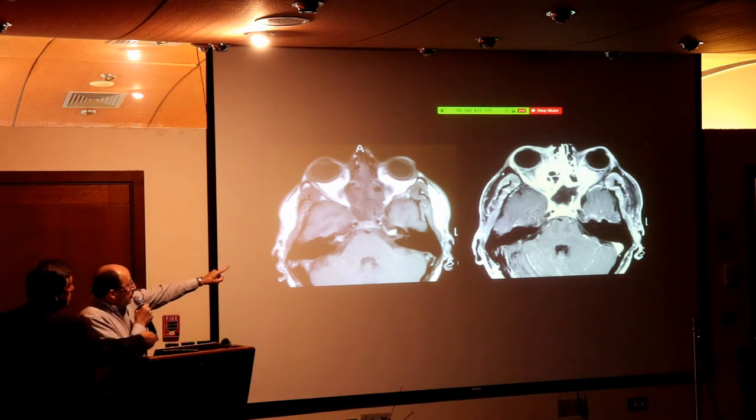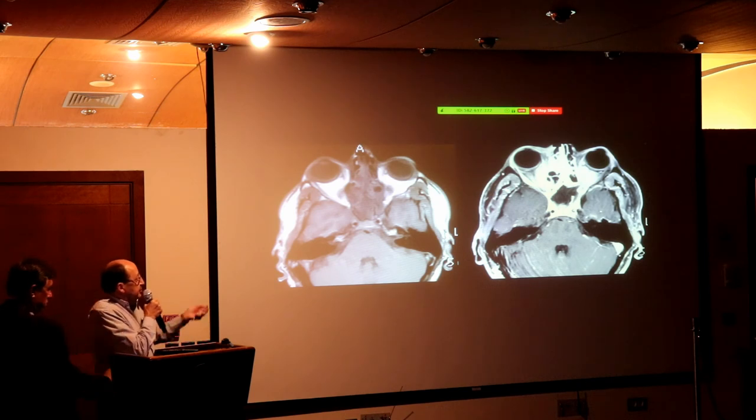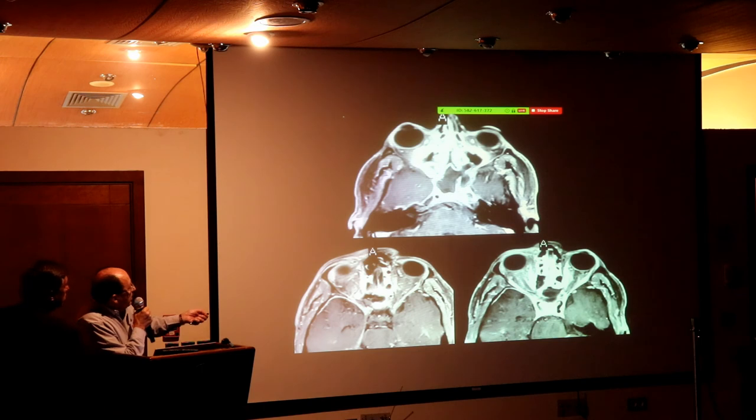Also, there is a small high intensity lesion in the subdural area of the left temporal lobe, which may be due to reactive change or extension of the infection into the left temporal lobe. This is post contrast. We have rim enhancement here. We don't have soft tissue enhancement, just rim enhancement.